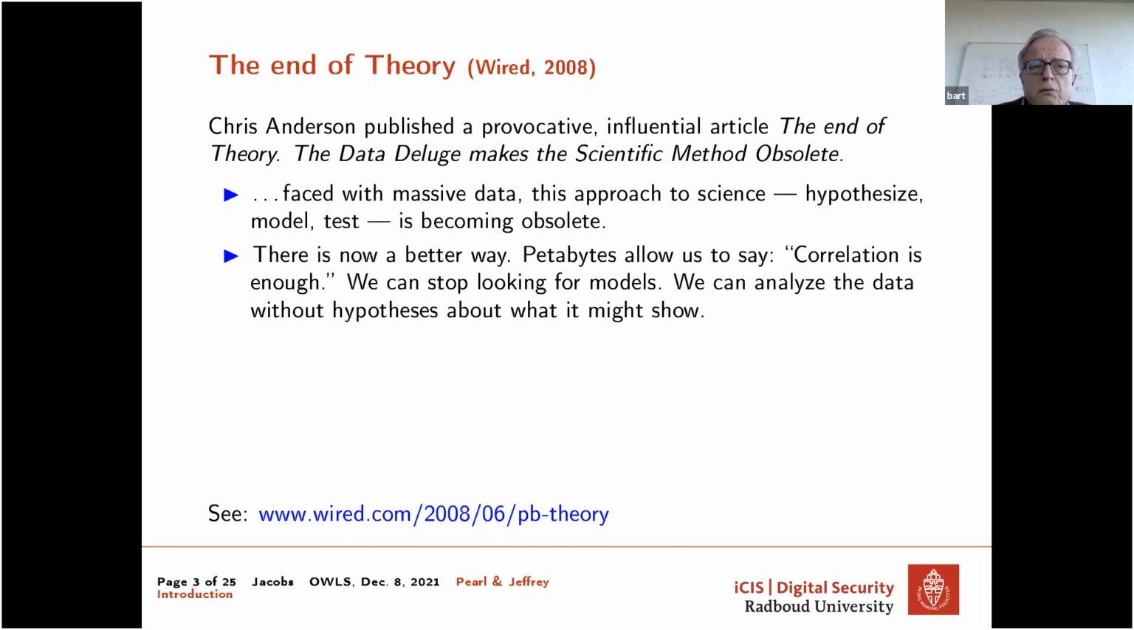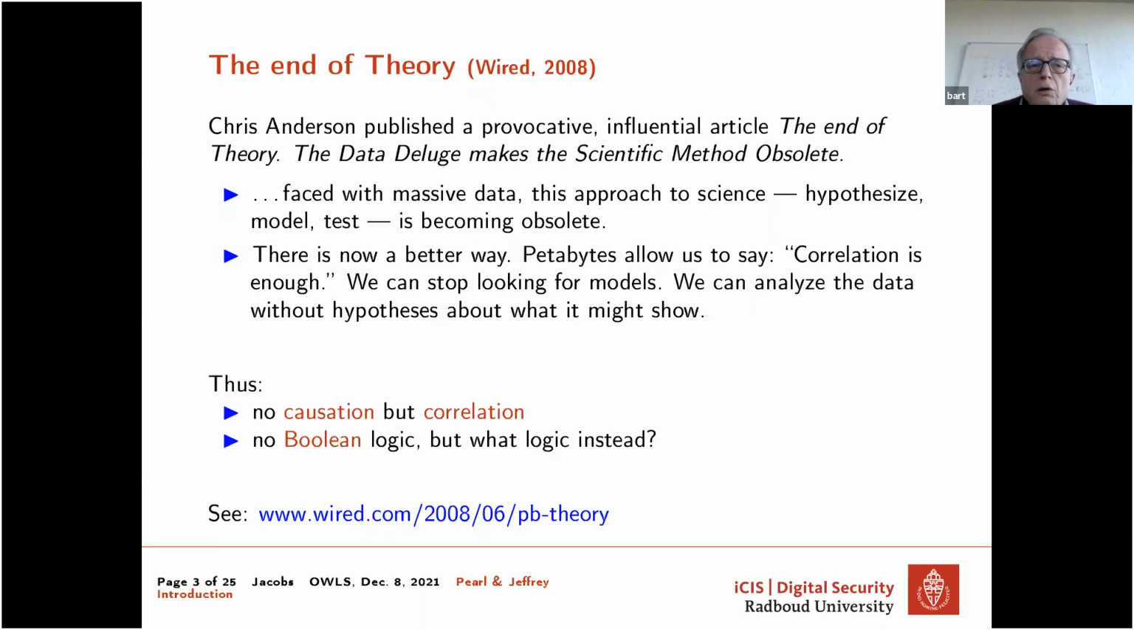This has gone with certain changes in thinking, which have been made very clear in a rather famous article, The End of Theory, which claimed we don't need theory anymore, we just need data, and we just need to find correlations in data. That's how science will progress. It's a rather provocative article. It says we don't have to look at causality anymore, and Boolean logic, at least that's my interpretation, is off.